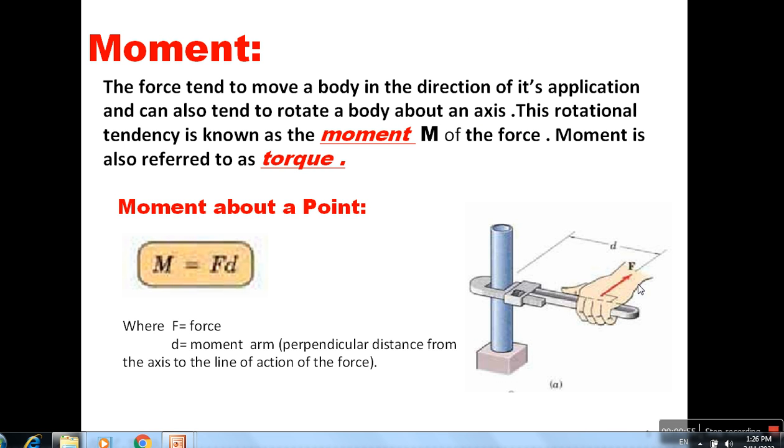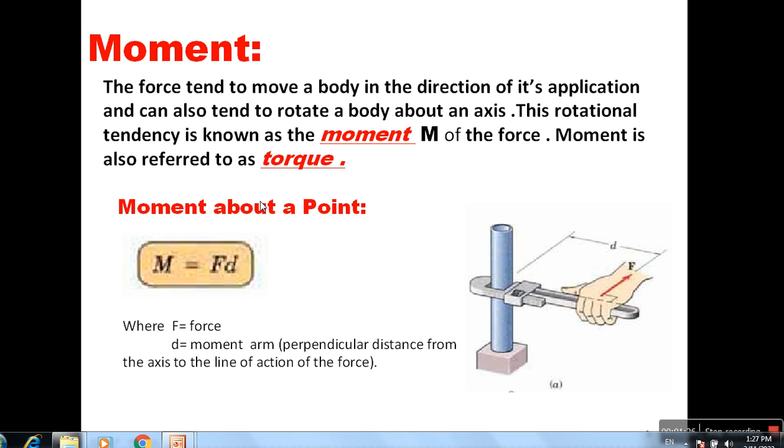I have a force, and this force tries to rotate the body about a point or axis. We call this tendency moment. This moment is also referred to as a torque.